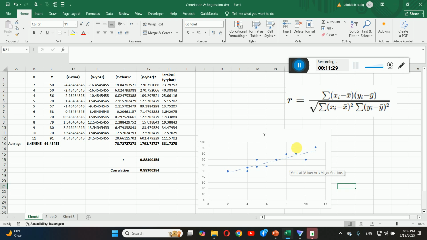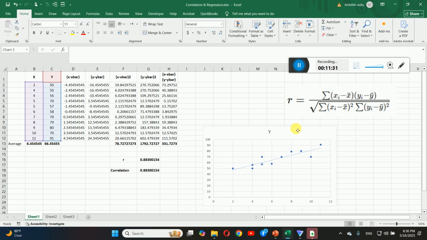Hopefully the concept and idea of correlation is clear. But one point to keep in mind, dear students: if there is a negative correlation, then the graph goes in the opposite way. The graph is going from high to down in this way, dear students. Okay, hopefully the concept of correlation is clear.